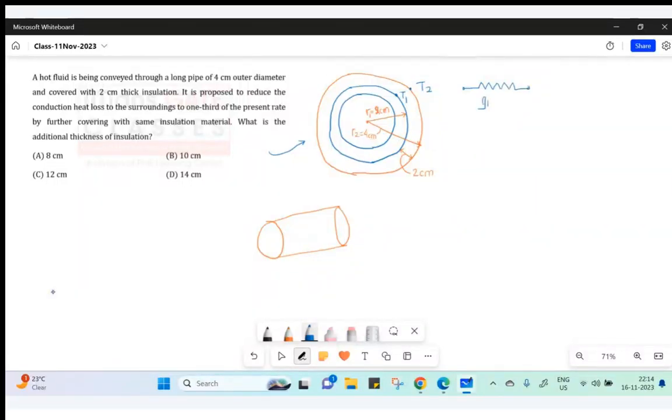And I draw a resistance now. It's a cylindrical system, so the resistance is ln(R2/R1) upon 2 pi kL, between T1 and T2, and Q dot is flowing through it. So Q dot is T1 minus T2 divided by ln(R2/R1) by 2 pi kL. So T1 minus T2 is Q dot times ln(R2/R1) by 2 pi kL.